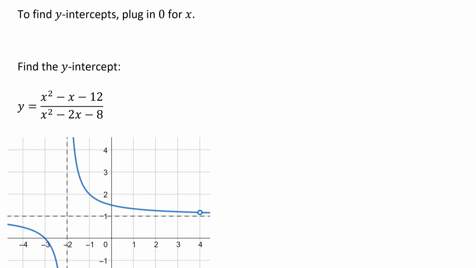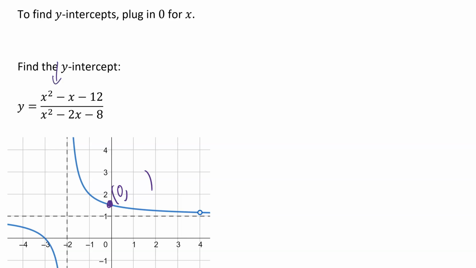Rational functions make crazy graphs like this, but at the end of the day, finding the x-intercept and the y-intercept are the same as it is for any function. Y-intercepts are spots on the y-axis. What do we know about the y-axis? The x-coordinate there is 0, so to find the y-intercepts, we just plug in 0 for x.